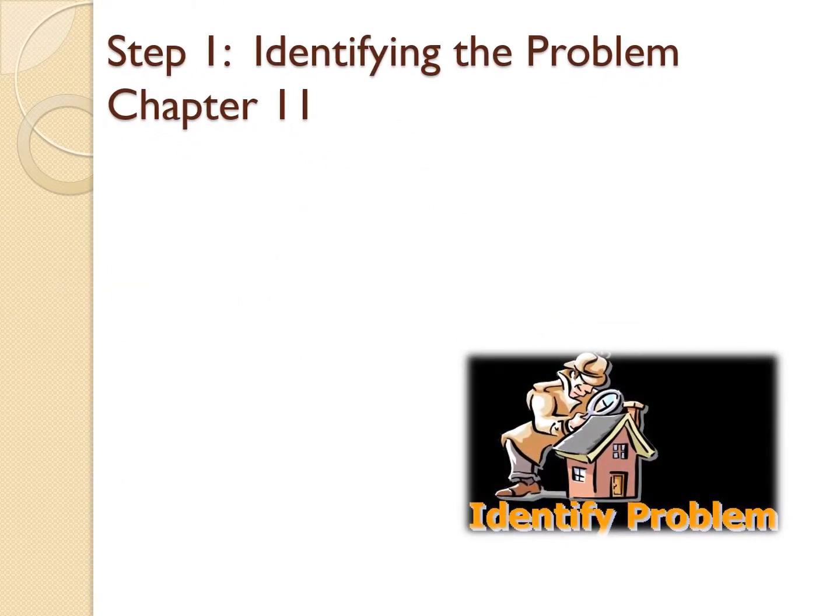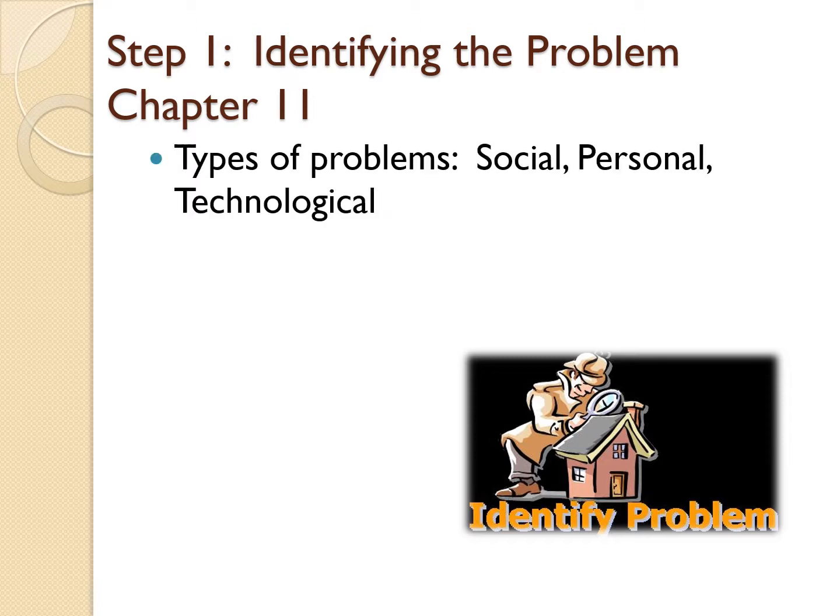Another part of your step 1, as we're identifying the problem, is that there are different types of problems. There are social problems, personal problems, and technological problems. Please make sure to make a note of these. Social problems are problems within society, such as world hunger or crime. Personal problems are such as I'm hungry or I need to shave. And there are also technological problems, where we understand that technology is things that humans have built. So technological problems are problems with things that humans have made.